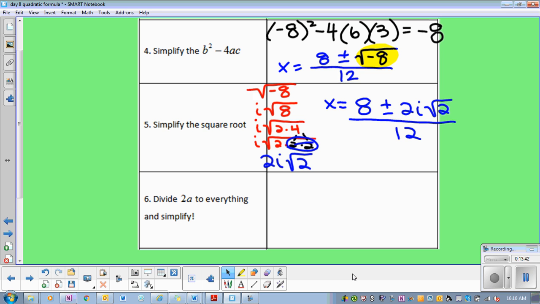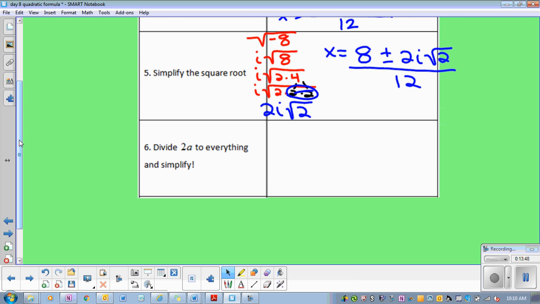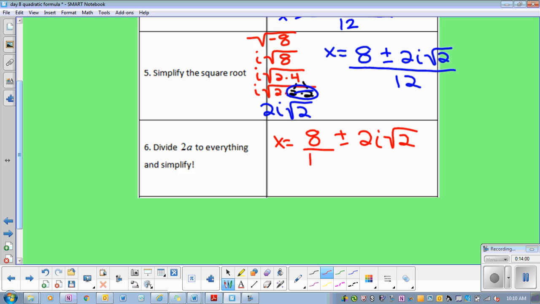Now, number 6, divide 2a to everything and simplify. Well, divide 2a to everything means I'm going to split up my fraction, right? So I have x equals 8 plus or minus 2i root 2. Divide that 12 to everything. Okay? Yeah? Okay, so I'll leave it here for a second, okay?